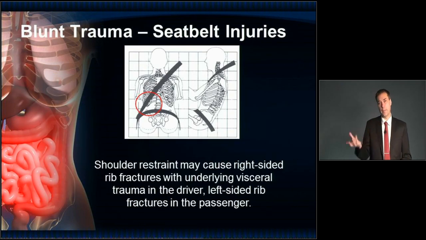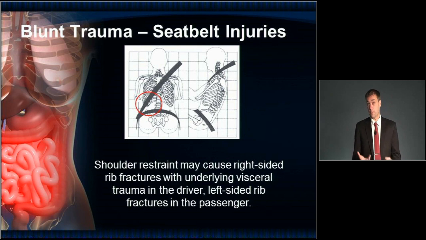Let's move from penetrating trauma to blunt. Let's talk about seatbelt injuries, which of course would be involved in blunt trauma. Seatbelts, even when properly worn, can result in injuries. Shoulder restraints. If you think about it, on a driver, the shoulder restraint sits this way, and it's going to come across the right side of the abdomen. So if the patient's thrown forward in a high impact collision, the shoulder restraint can cut into the right side of the abdomen, leading to liver trauma.